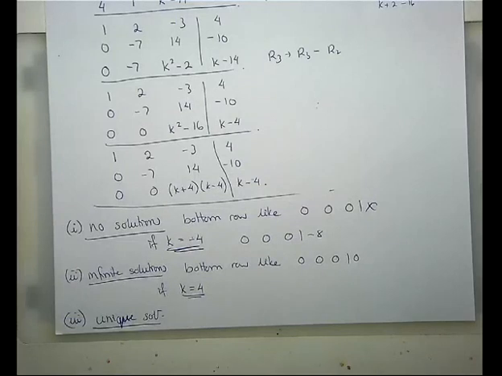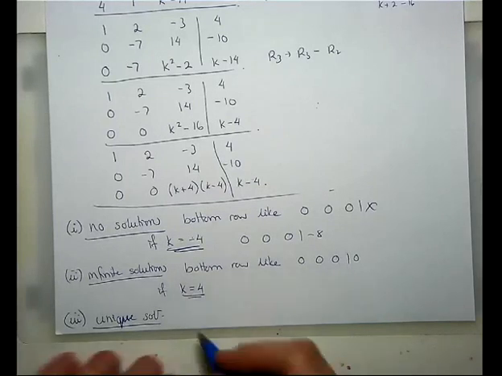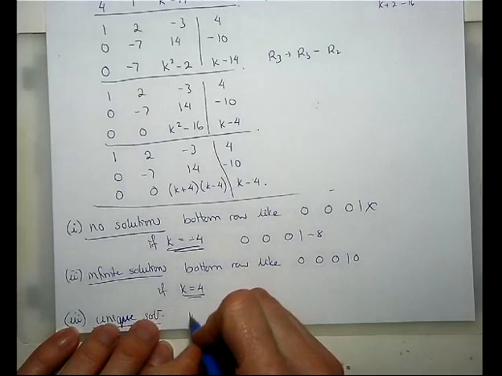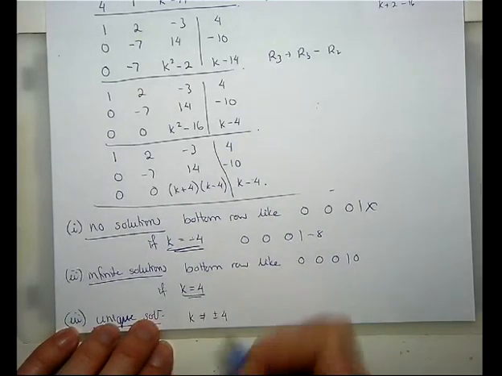What's going to happen? What values of k is going to give you a unique solution? Not plus or minus 4. Anything else except for not plus or minus 4. So k is not plus or minus 4.